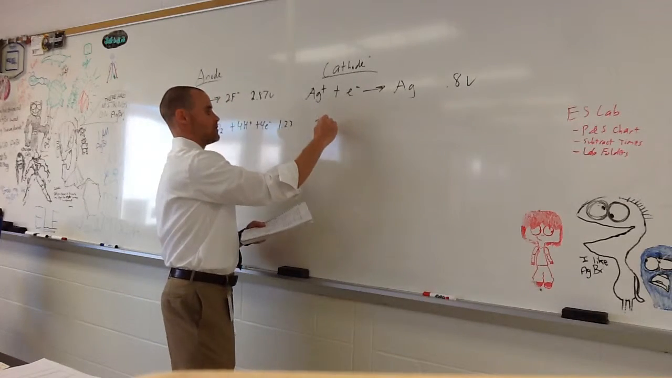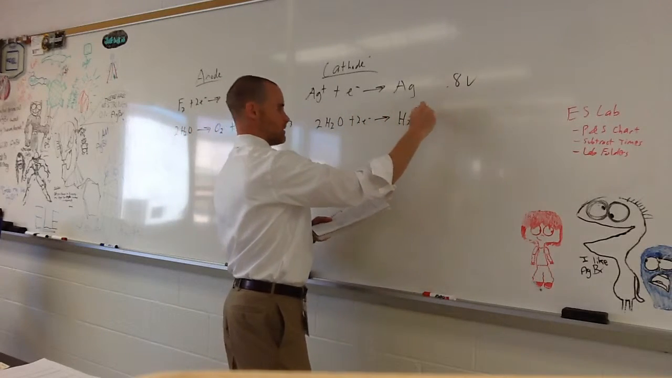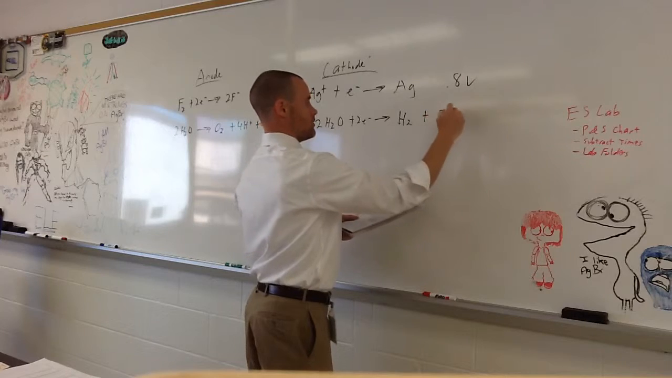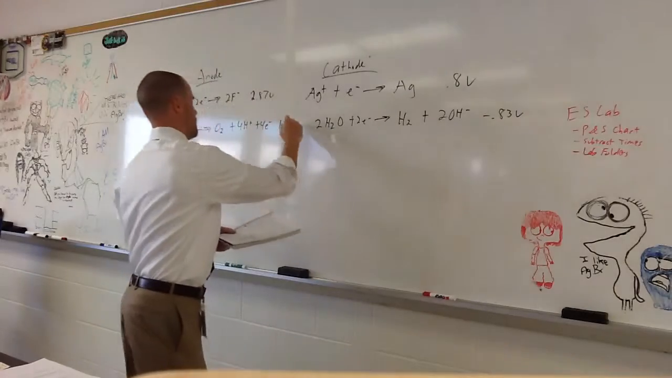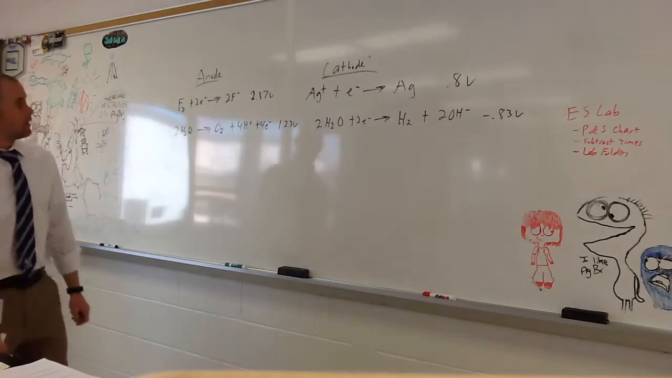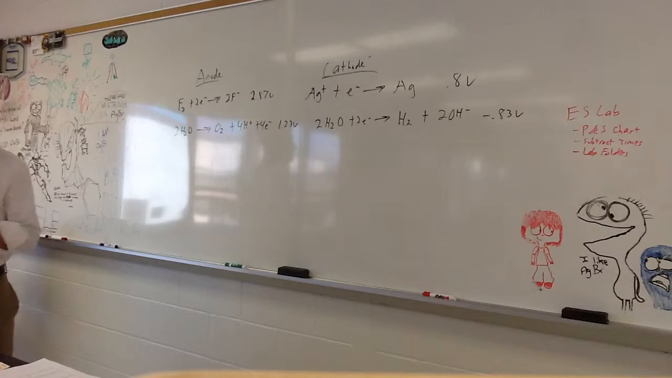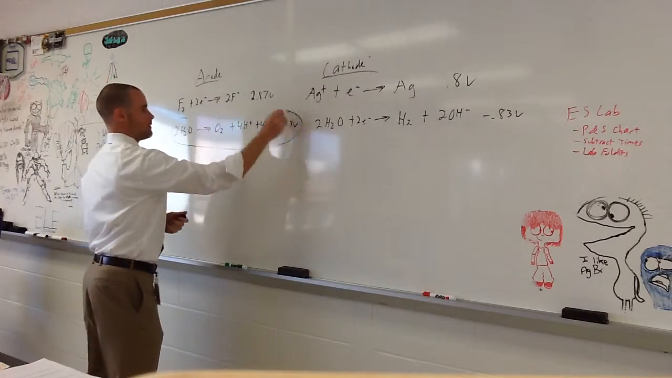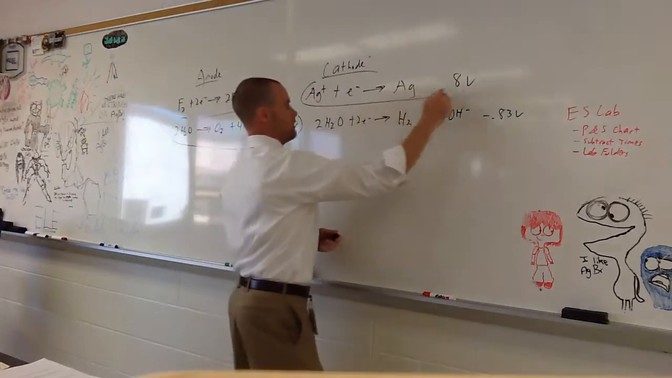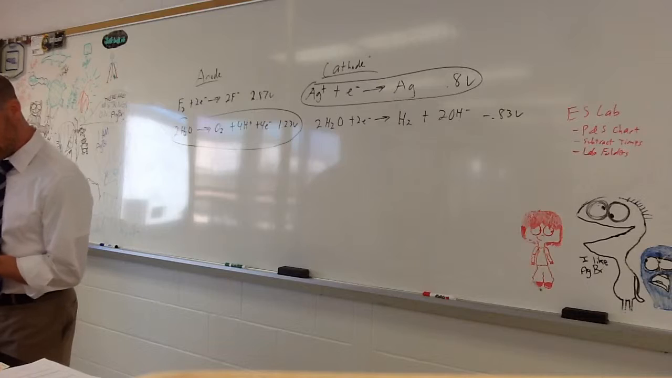So 2H2O plus 2 electrons yields H2 gas plus 2OH minus, and that is negative 0.83 volts. All right. So, who can tell me, someone besides Andrew, which one is going to be our anode winner, which one's going to be our cathode winner? The water will be the anode. Yep. And the Ag. Yep. Good. Good job.